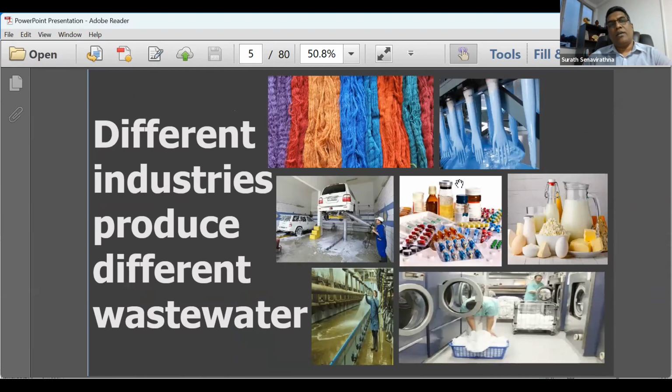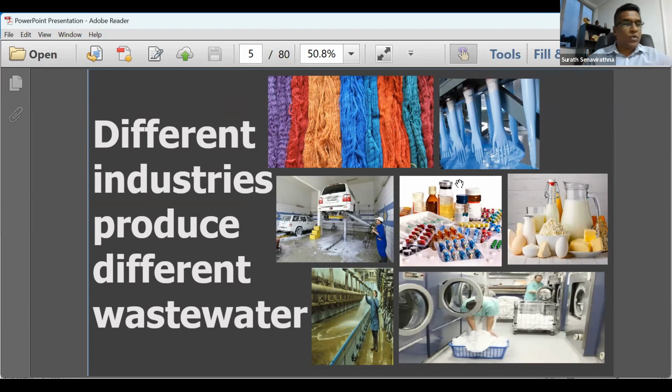Different industries produce different wastewater. As an example, food and beverage, pharmaceuticals, textile, and automobile industries. Those wastewaters we introduce as industrial wastewater.